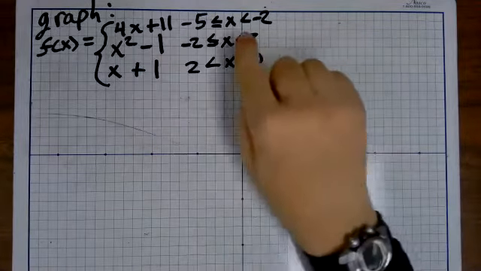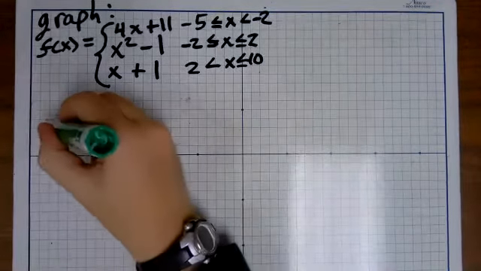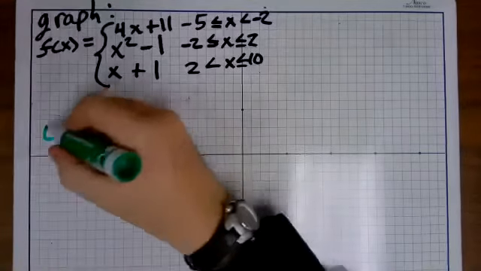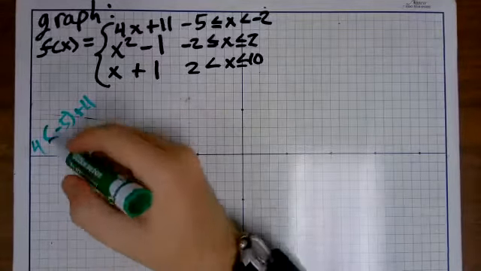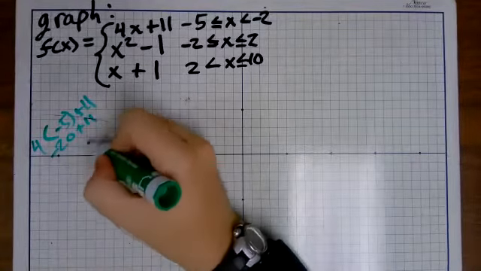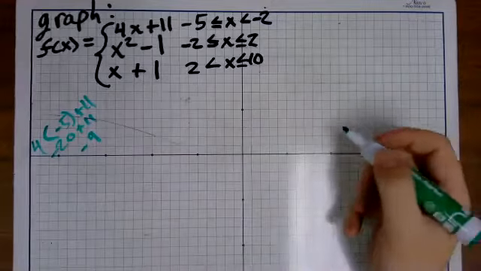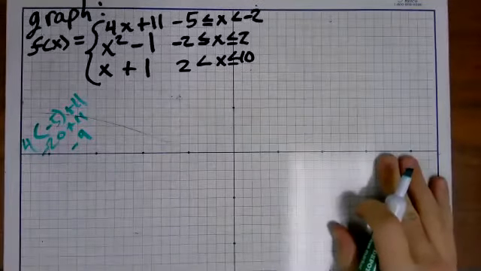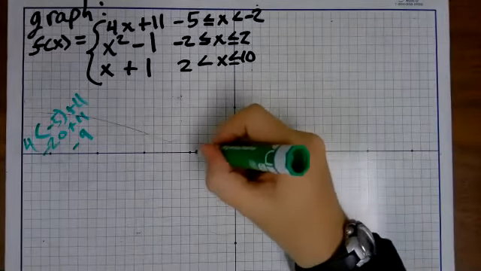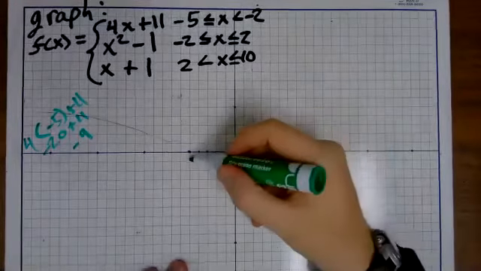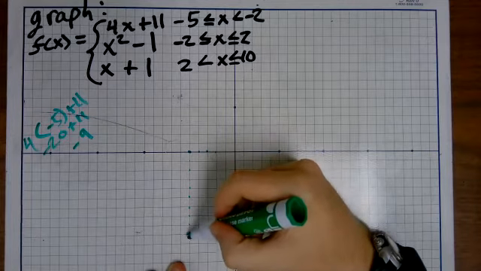So, let's see. If I plug negative 5 into this, f of negative 5, that's going to be 4 times negative 5 plus 11. That's 4 times negative 5, that's negative 20 plus 11, negative 9. So if we go left by 5, 1, 2, 3, 4, 5, then we'll be going down by 9. 1, 2, 3, 4, 5, 6, 7, 8, 9. There we go.